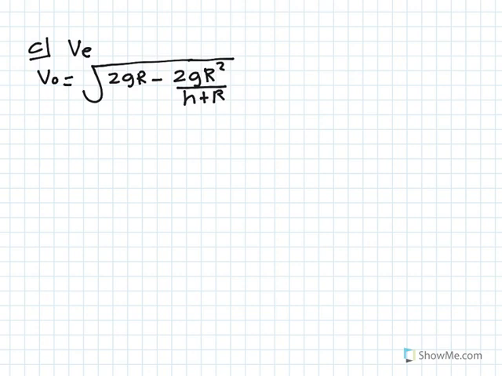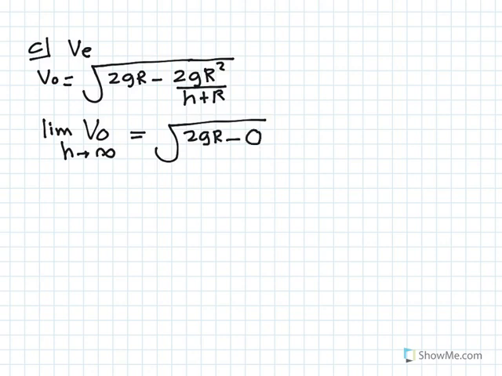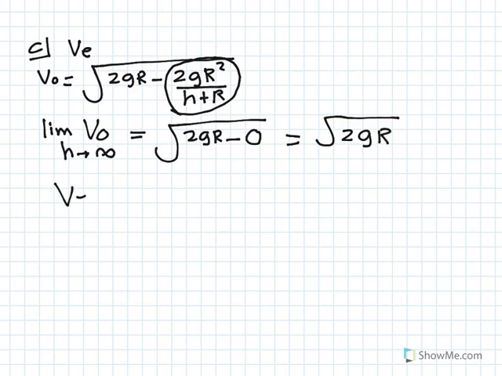So to find escape velocity, let's take the limit of the initial velocity, v naught, as the height approaches infinity. This is equal to root of 2gr minus 0. Why is this 0? Because height is going to infinity and height is in the denominator. So the denominator of the ratio grows to infinity, so the ratio becomes 0. So we get root 2gr. This is the escape velocity. V escape is equal to root 2gr. And it doesn't depend on the mass of the rocket. It only depends on gravity and the radius of Earth in this case.